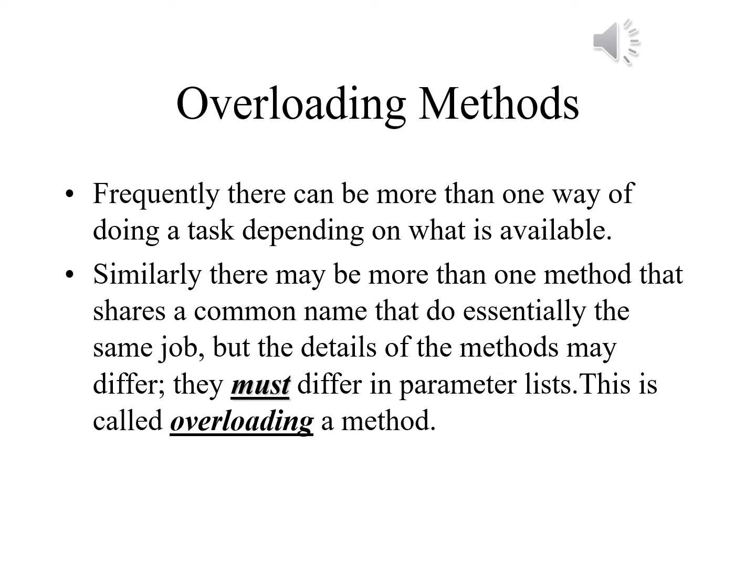Frequently, there can be more than one way of doing a task, depending on what is available. If we look at computers handling arithmetic, we know that there will be an instruction to add numbers together if they are both integers. And we know that there will be a different instruction, at least on the machine language level, if the numbers that we're adding together are floating point.